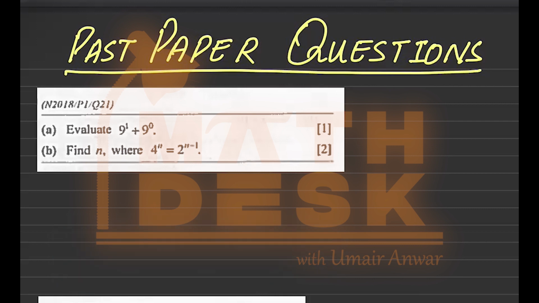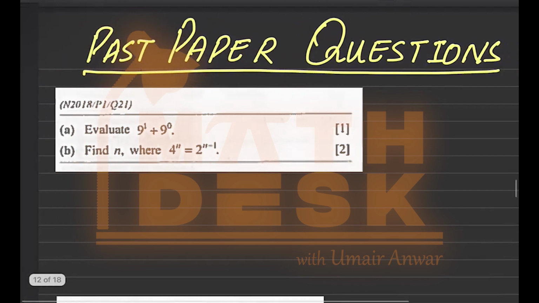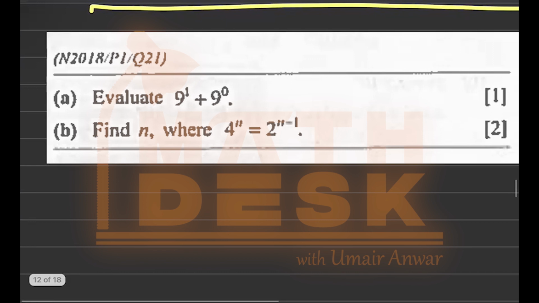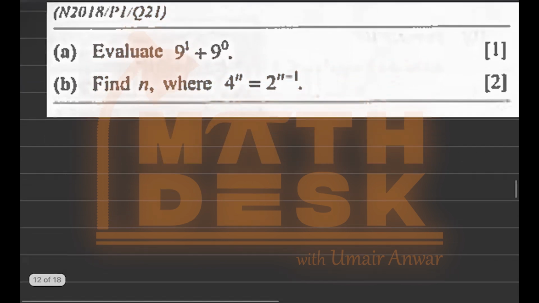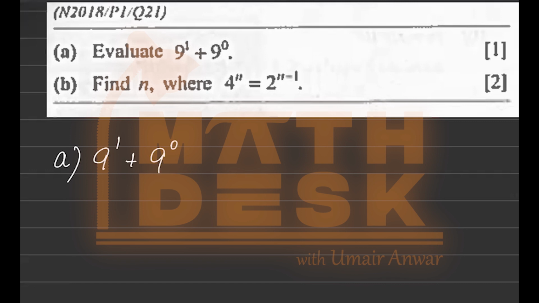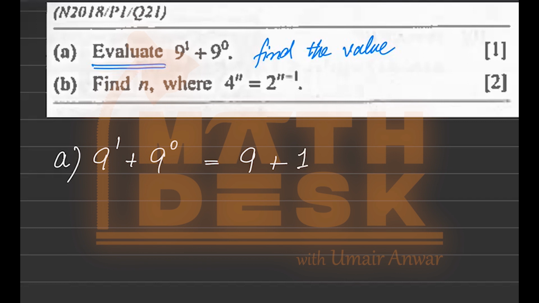The first question is from November 2018. It says evaluate 9 raised to 1 plus 9 raised to 0. Evaluate means we need to find the value of something. So, to find the value of this expression, we need to apply the powers. 9 raised to 1 would be equal to 9, plus 9 raised to 0 would be equal to 1, because when the index is 0, the answer becomes equal to 1. So 9 plus 1 would be equal to 10, and this would be the value of this expression.